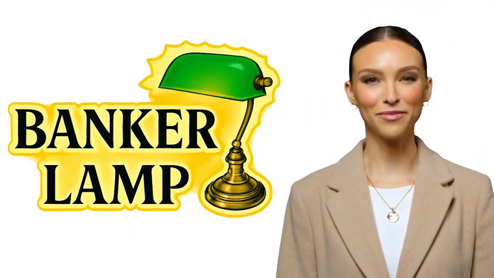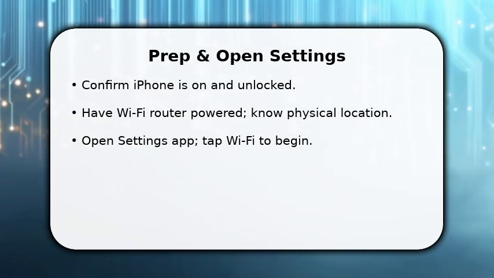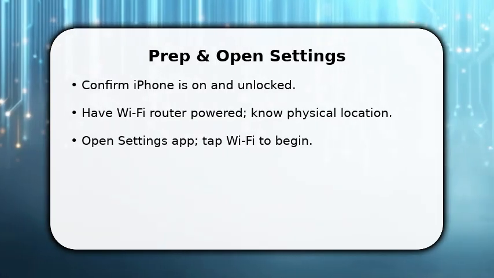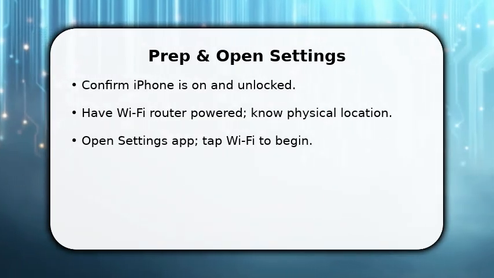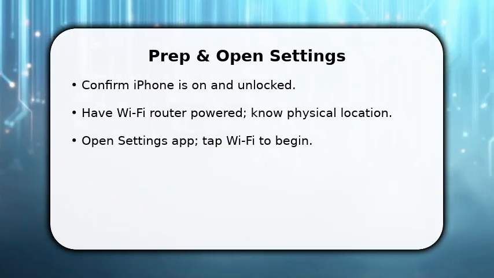Please enjoy the video. You're ready. Unlock your iPhone and make sure the router is powered so the network is broadcasting. Open Settings and tap Wi-Fi. This immediately scans for nearby networks. You'll see a spinning indicator while it searches. That means your phone is listening.